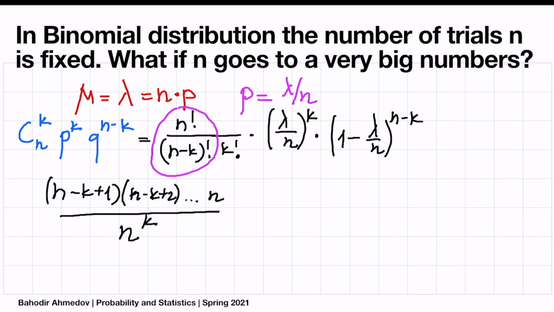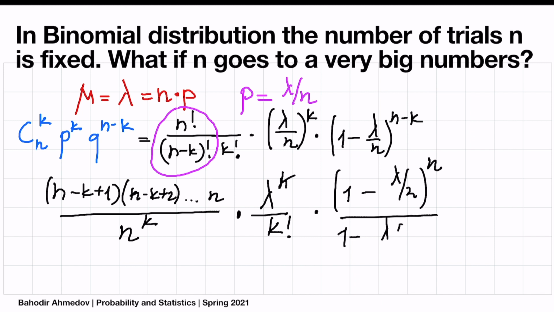Can you tell me where this n to the power of k is coming from? From the next term. I'm just rearranging the terms. Times lambda to the power of k divided by k factorial. Multiply by (1 minus lambda divided by n) to the power of n, divided by (1 minus lambda divided by n) to the power of k. I hope that you understand what I'm doing here, right? So I just rewrote this exponential term like this.